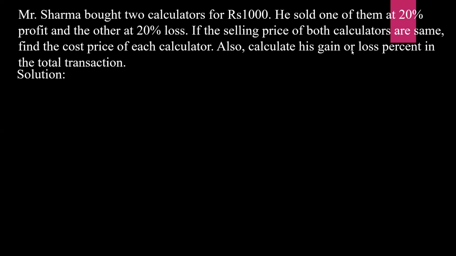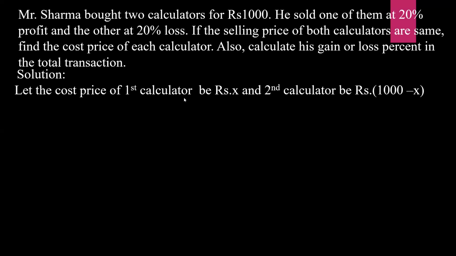It's not like that because it's not equal. Cost prices are different. That's why we have to find out the cost price, isn't it? So here, let's talk about the first case. Before we think of the first case, let's say that the first calculator costs rupees x, then obviously the second calculator's cost will be 1000 minus x. I hope it's clear.